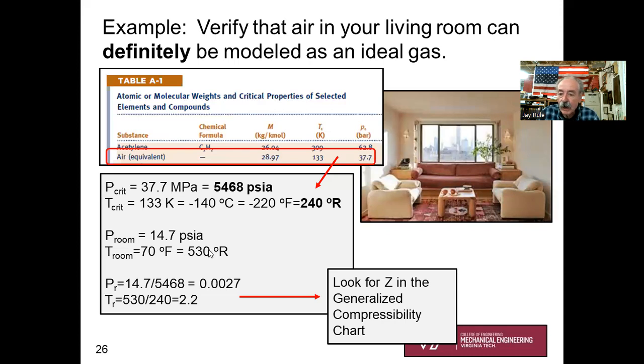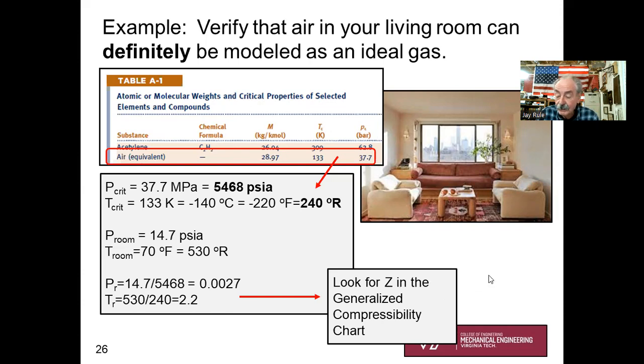That's 530 R. So I will calculate P sub R. 14.7 over 5468 is 0.0027. T sub R, 530 divided by 240. Okay, have I got that? Yes, there's 530 room temperature, 240 T critical. Yep, T_R is 2.2, or about 2.